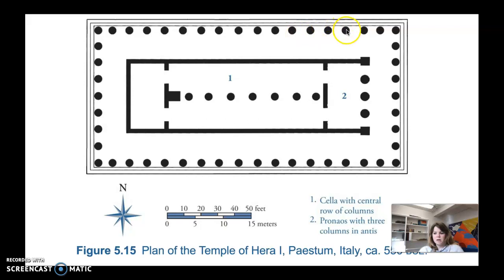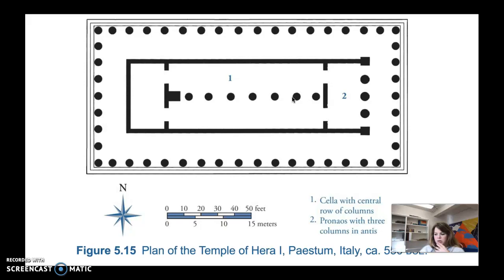It made it so that there were 3 columns in antis right here, which is the 3 columns in the porch area, the pronaos. Columns in antis basically is what these are called. Usually there were 2, but in this one there were 3 because they made it a little different. This is just a different layout, really. And they thought that those columns down the ridge beam would have helped to support the roof.